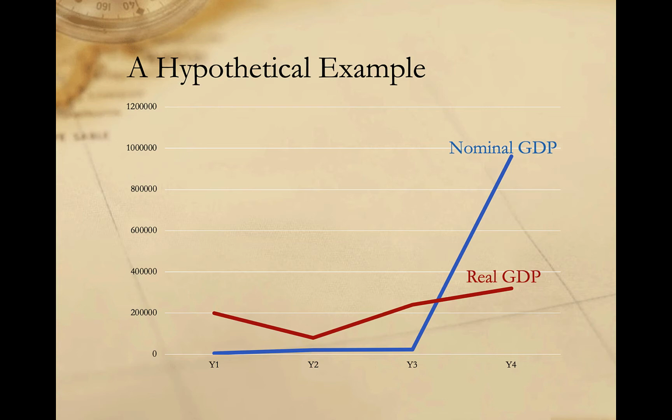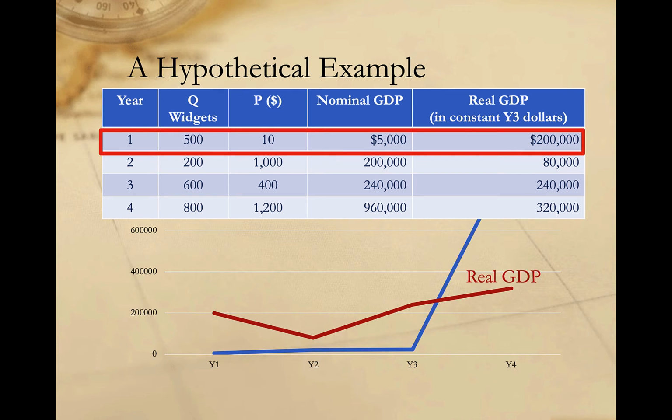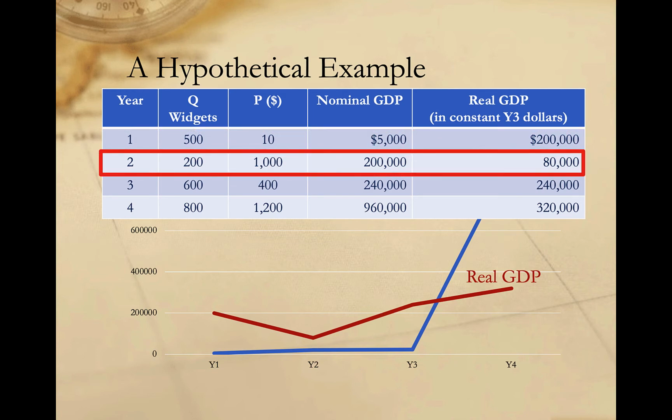To get a sense, let's look at the numbers behind the lines. Let's say that we're looking at a country that produces widgets in its economy. In year 1, it produces 500 widgets that sell for $10 each. Its total GDP would be $5,000. In year 2, economic activity falls sharply, but prices increase, or inflation occurs. The effect here is interesting. From a nominal perspective, the blue line looks like the economy is doing better, but in real terms, the red line, it's actually doing worse.